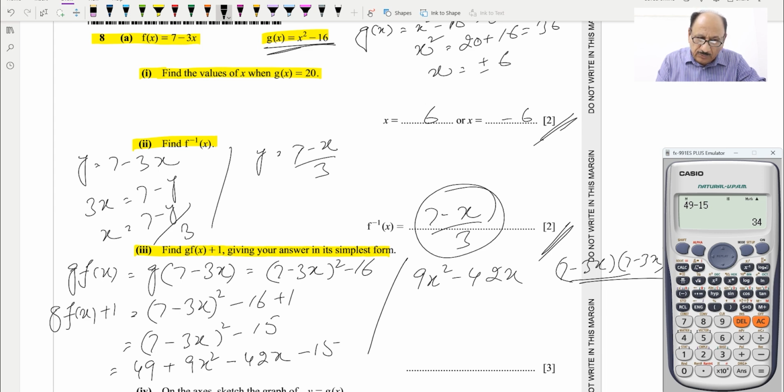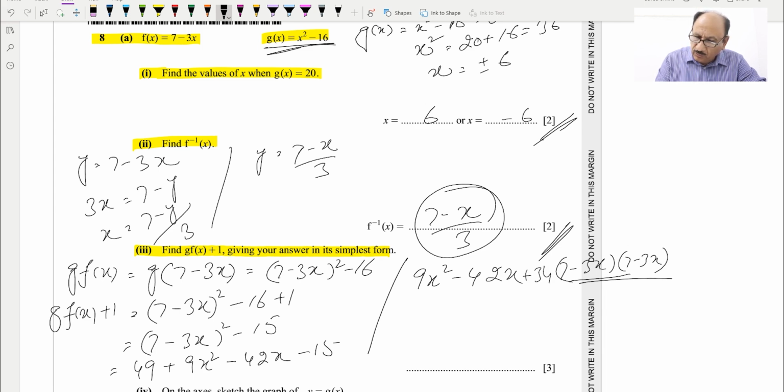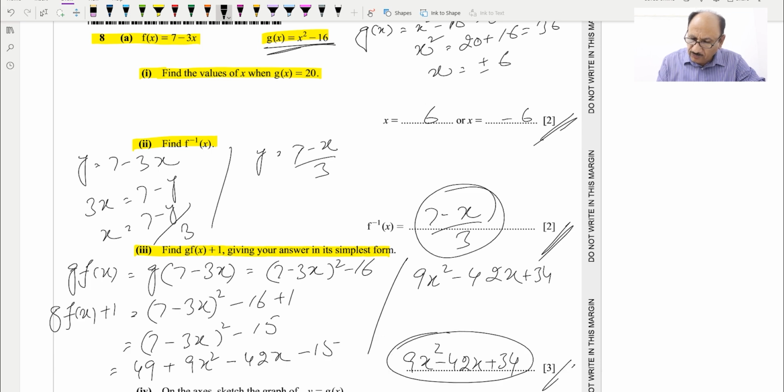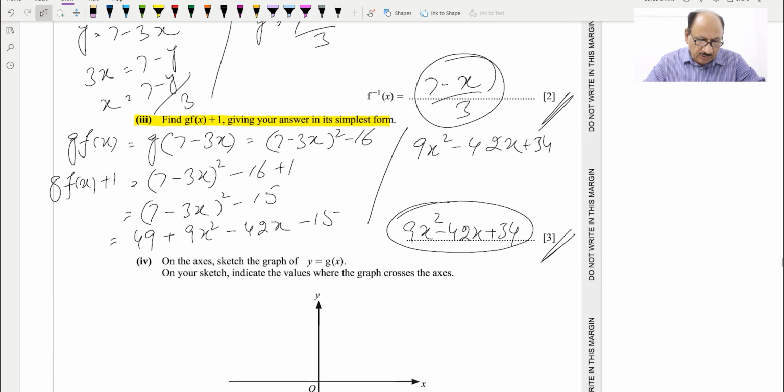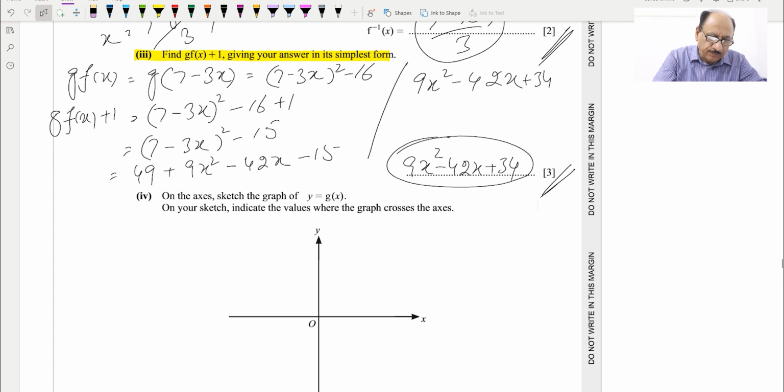So this will be plus 34, and this is the rough work which I have explained to you. Now this will be our answer, 9x² - 42x + 34, and this will be the answer for 3 marks. This is also done. Now on the axis, they are saying sketch the graph of y equal to g of x.